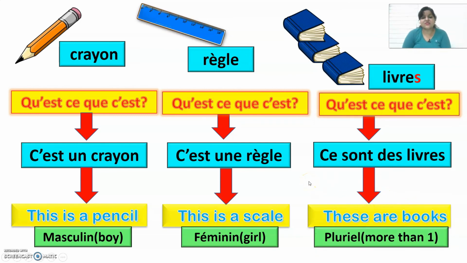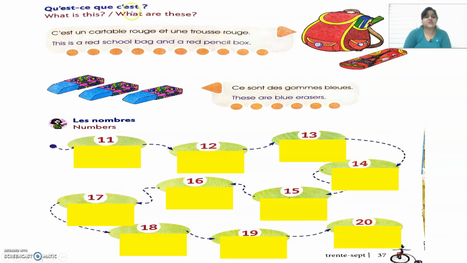So let's quickly read out the text that is written in the book. It's written qu'est-ce que c'est means what is this or what are these. So it's written c'est un cartable rouge, that this is a red school bag. C'est une trousse rouge, a red pencil box. And they have given you an example of plural also. Ce sont des gommes bleues. These are blue erasers. I hope it's clear.